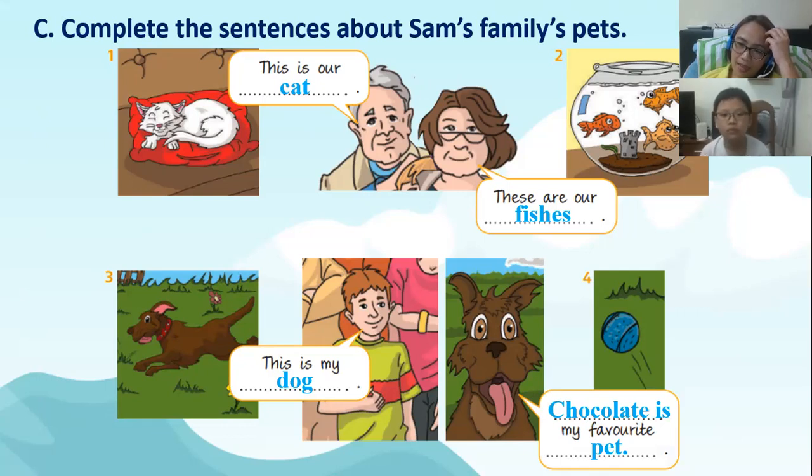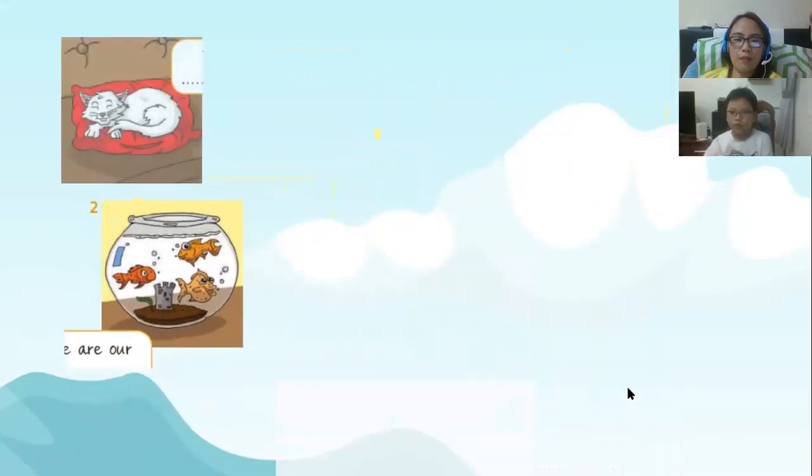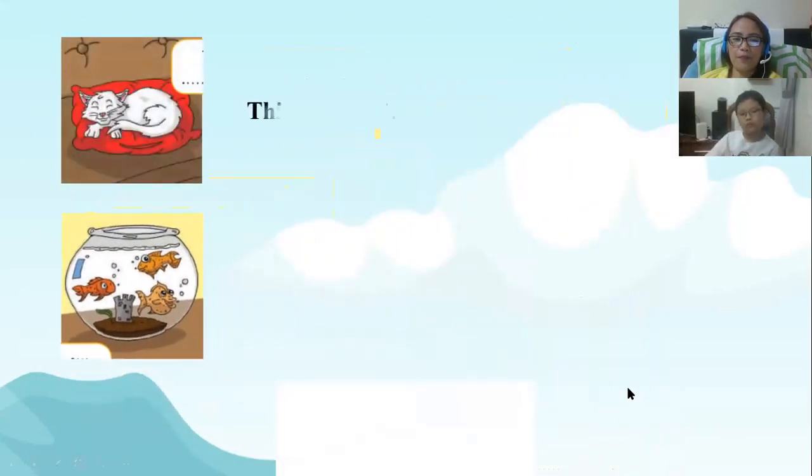Okay, read them all again. This is our cat. These are our fishes. This is my dog. Chocolate is my favorite pet.